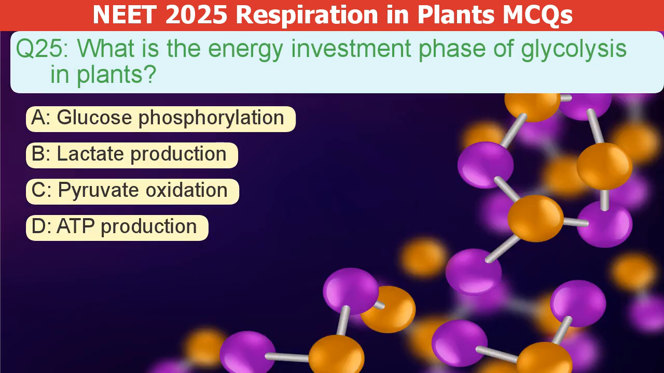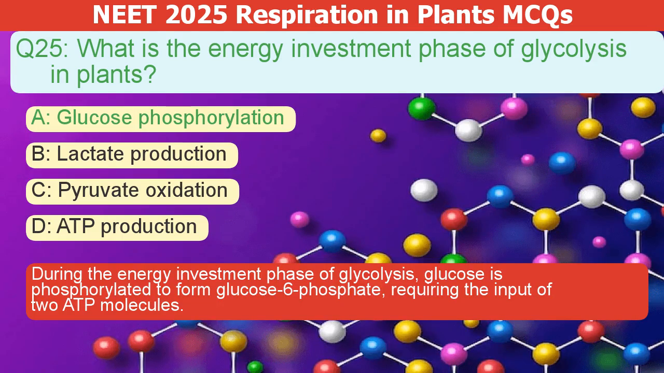What is the energy investment phase of glycolysis in plants? A. Glucose phosphorylation. B. Lactate production. C. Pyruvate oxidation. D. ATP production. The correct answer is A. During the energy investment phase of glycolysis, glucose is phosphorylated to form glucose 6-phosphate, requiring the input of 2 ATP molecules.